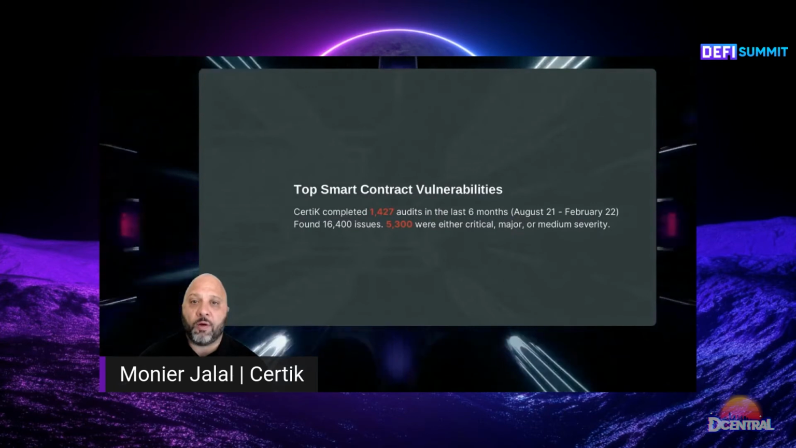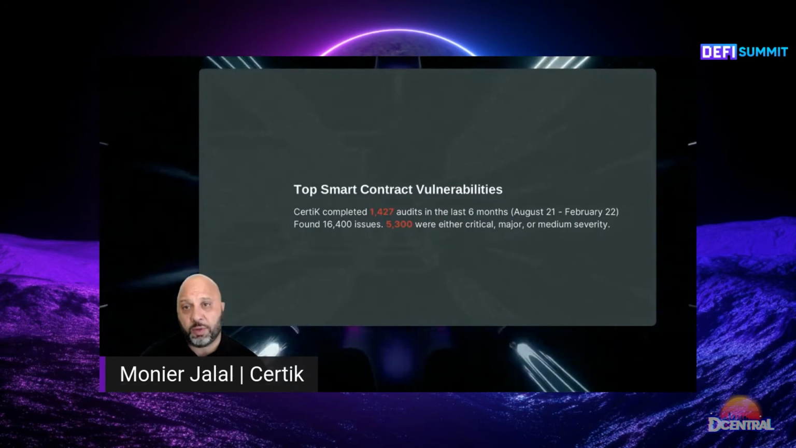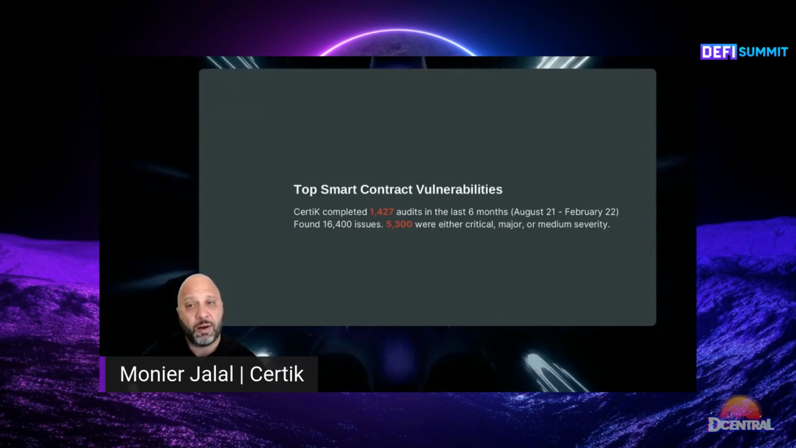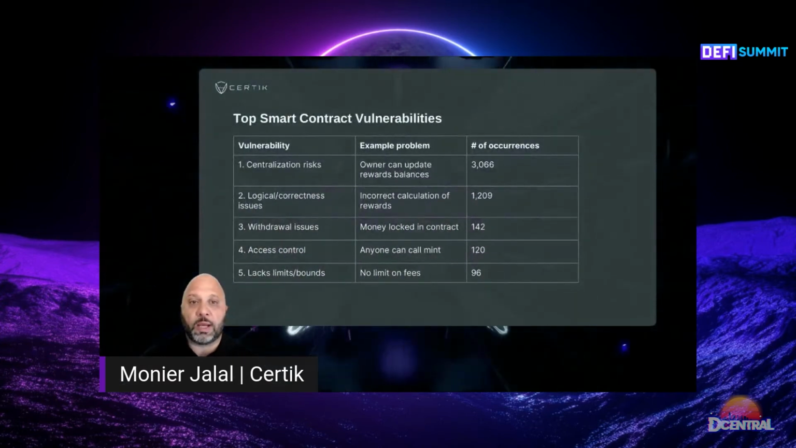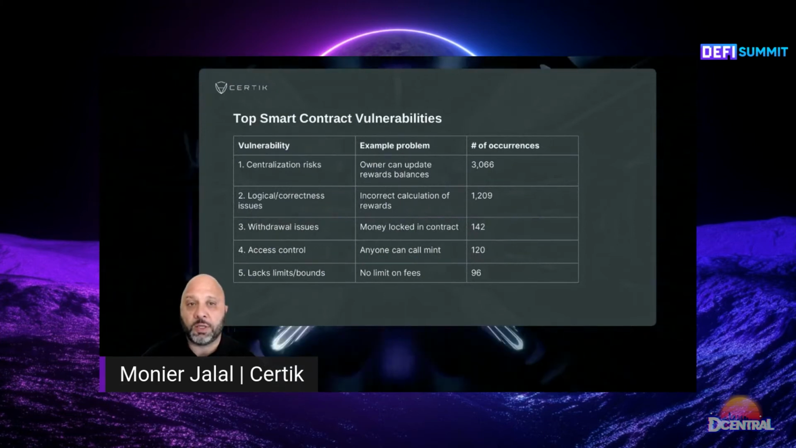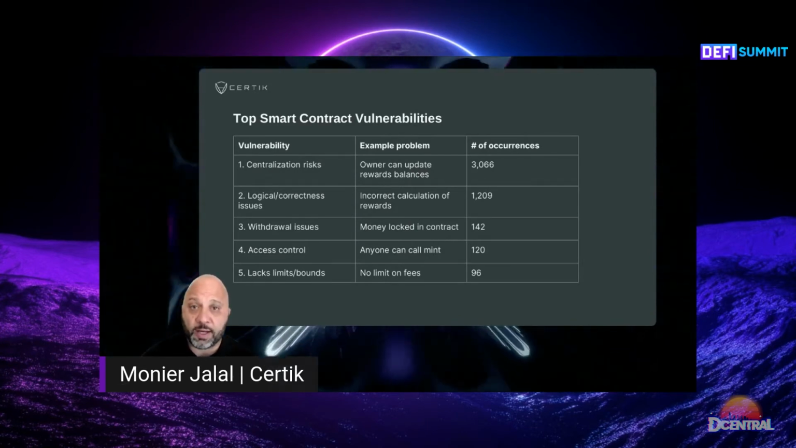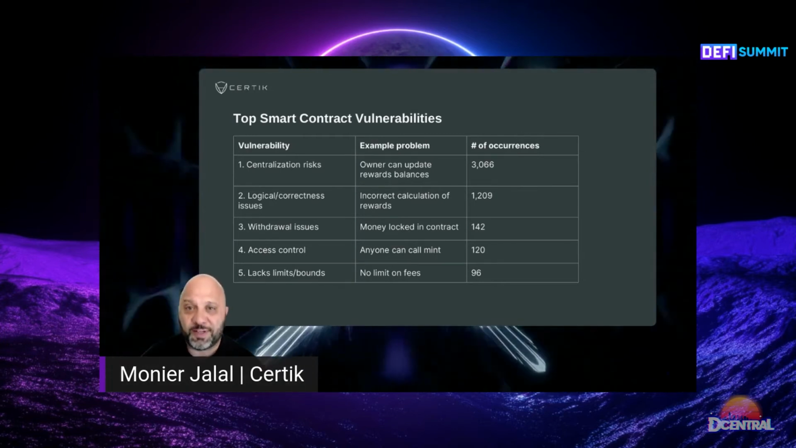So as an example, of the 1,427 audits completed in the 6 months between August of last year and February of this year, CertiK uncovered 16,400 issues. That's a lot, of which 5,300 were critical, major, or medium, meaning that they are pretty high priority. So, generally, if we take a closer look at those 5,300 vulnerabilities, we can see that they fall into 5 categories. The first category, which accounts for the most common vulnerability found, believe it or not, is that of centralization risk.